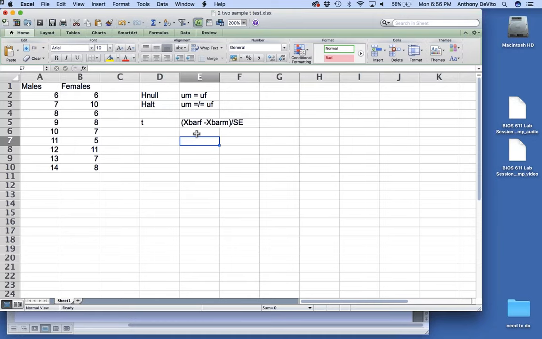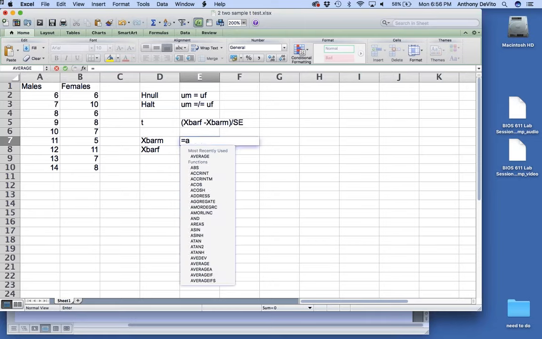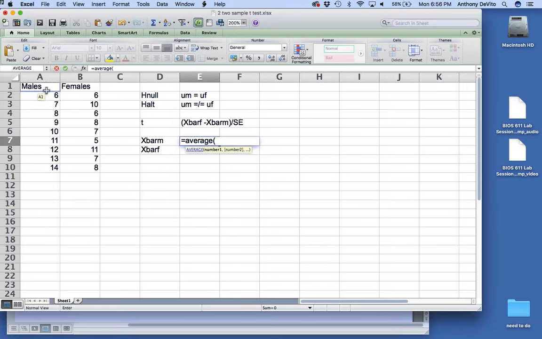Okay, so let's see how different they really are. So X bar for males and X bar for females, right? This is going to be equal to average. Okay, you guys can do this while we're working on it, right? And I'm going to take the males. And then I'm going to take the females equals average.